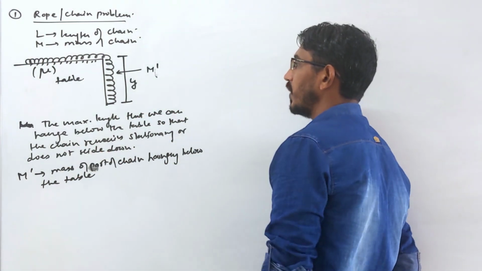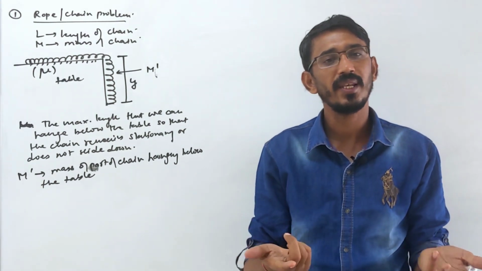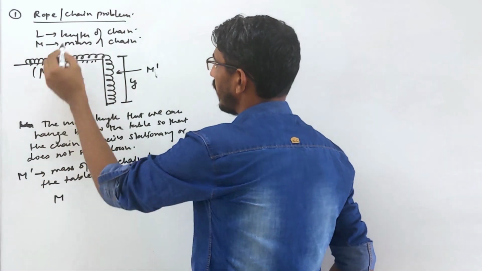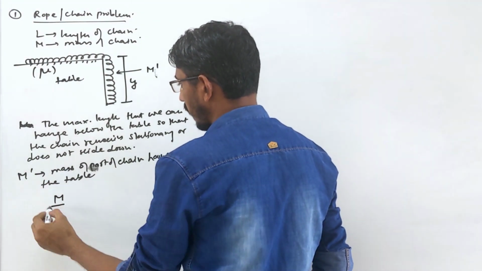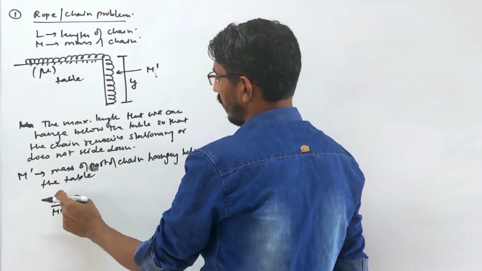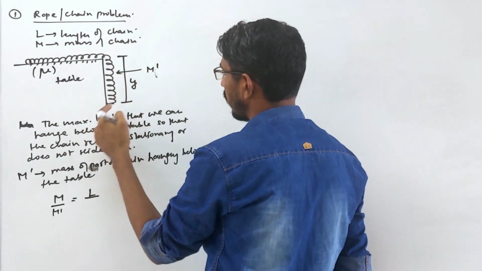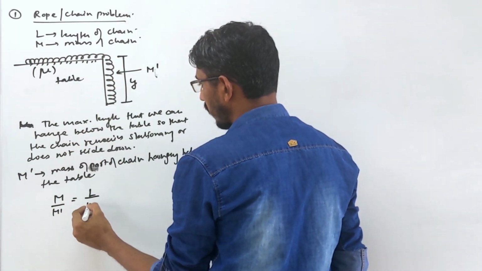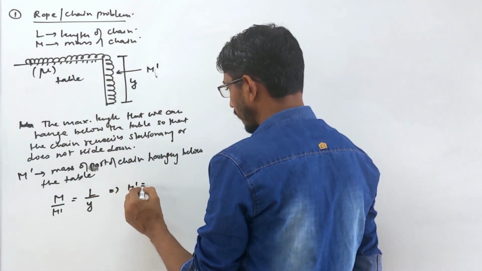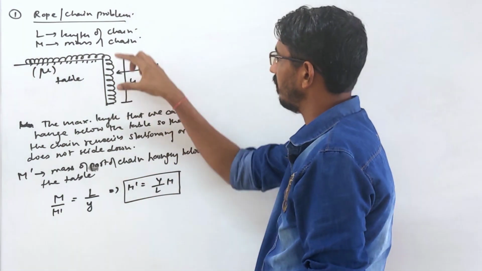So how to calculate that mass? We know that for a uniform linear rod, mass is always proportional to length. The mass of the whole rope is M, and the total length is L. We want to find the mass of the small piece, M dash, where the length becomes Y. So M dash is Y by L into M. This is the mass hanging below.